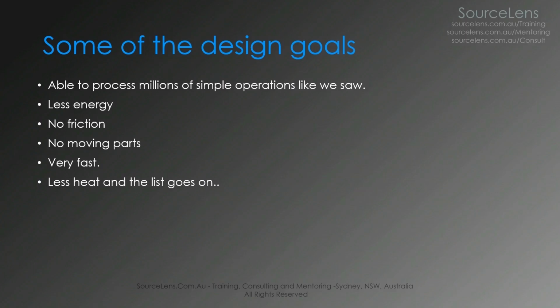It should be very fast because these operations we're going to do repetitively, hundreds and thousands of times. It has to be very fast. And it should not generate any heat, which is related to no moving parts and friction. But in the case of electricity, heat generates in certain other ways as well. And the list goes on. So these are some of the very strict design goals for this system which we need to design to calculate something.